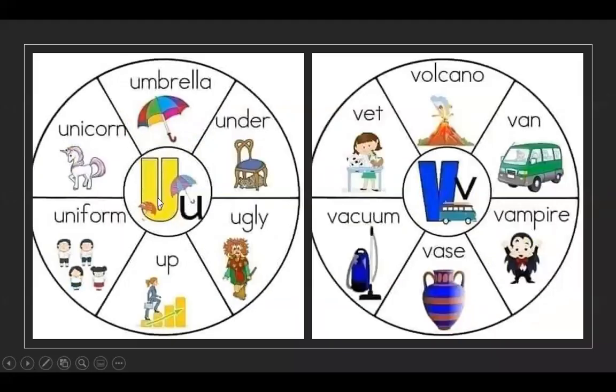Letter U. U for unicorn, umbrella, under, ugly, up, uniform. U for unicorn, umbrella, under, ugly, up, uniform.